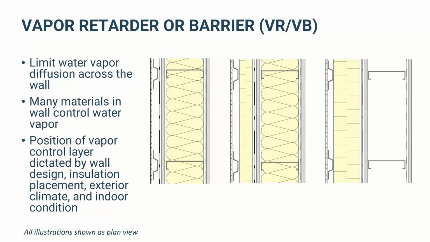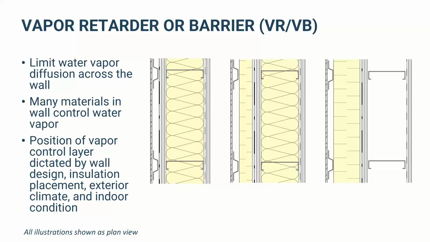And then the vapor retarder or vapor barrier. These are terms that are conflated but actually mean slightly different things. Its purpose is to limit water vapor diffusion across the wall. Lots of different things will do this. Its position in the wall, whether interior or exterior, is climate specific. It's also dictated by where the insulation is and what the indoor conditions are. So there's no one size fits all solution here. You have to think about how the whole wall assembly is going to perform hydrothermally.